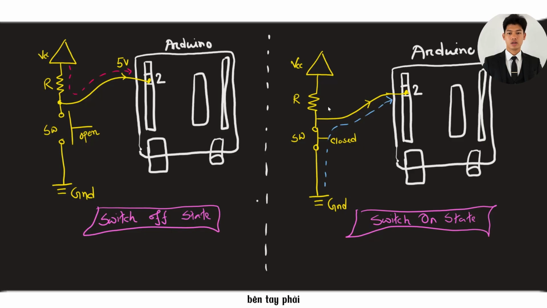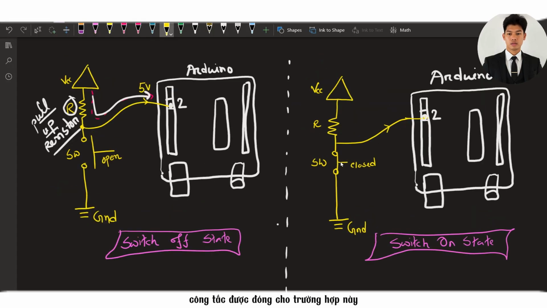On the right-hand side, the switch is closed in this case. And when the switch is closed, we can see the 2-number pin, which is a digital input pin, is directly connected to the ground, so it will read 0 volt. For this sort of configuration, as the ground is directly connected to the 2-number pin, it will read 0, low. So these are 2 configurations of the Arduino switch.